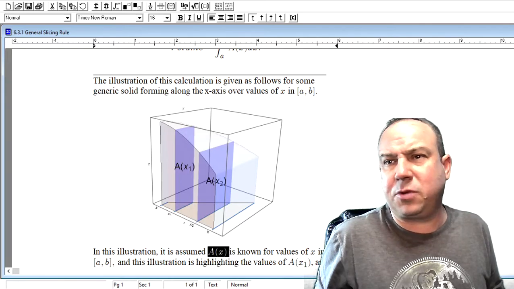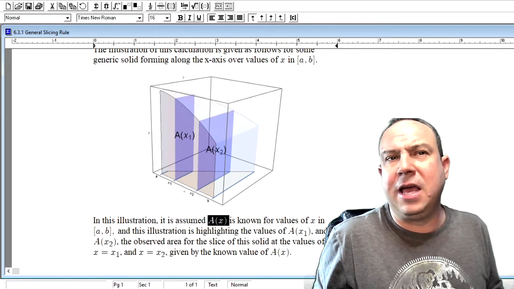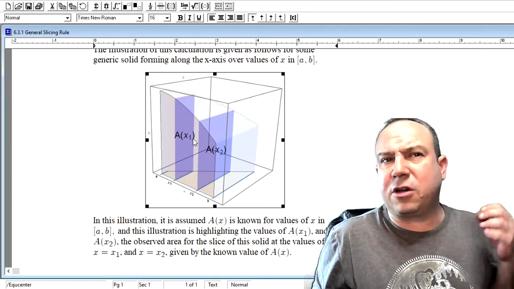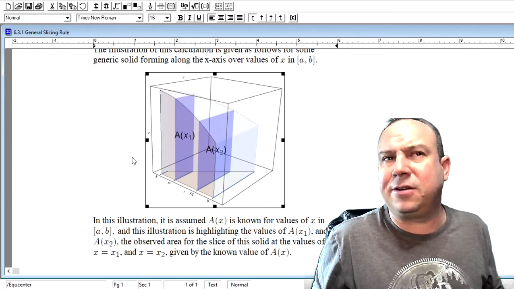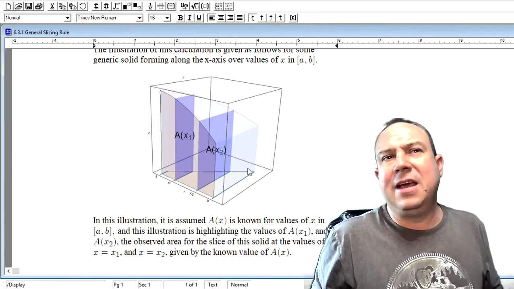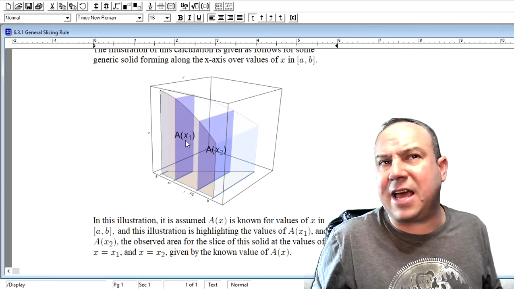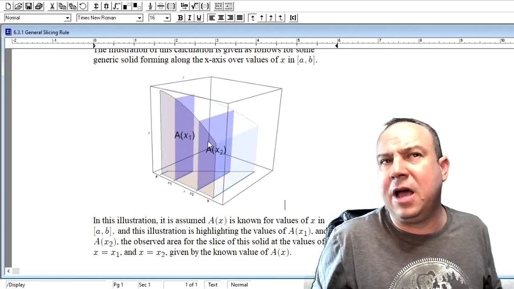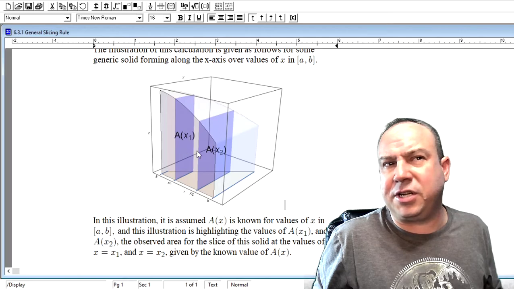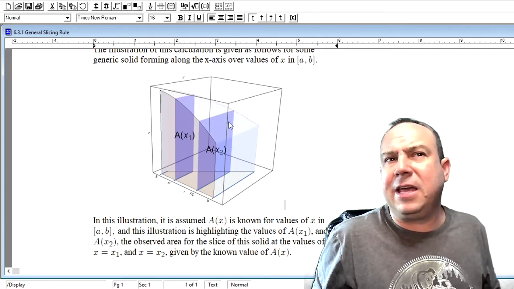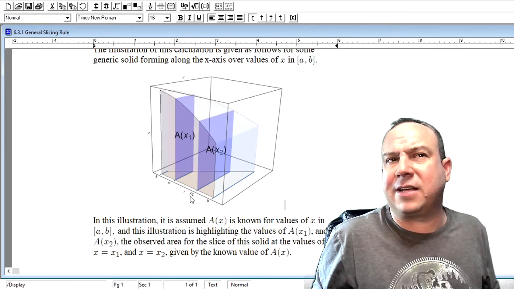One of the assumptions we have to make, stated down below here, is that we know the area of the cross sections perpendicular to this x-axis. Now, in this illustration, I do have a couple of those areas perpendicular to the x-axis represented. Here's the first one that's occurring at x sub 1. Here's the second area that's occurring at x sub 2.